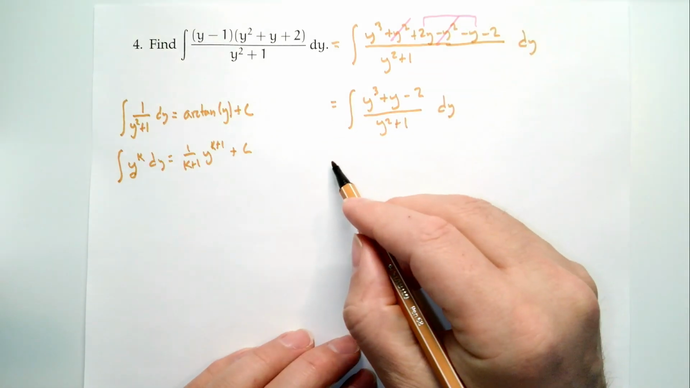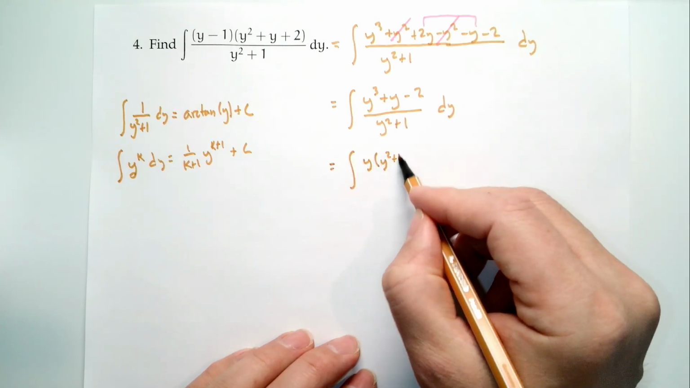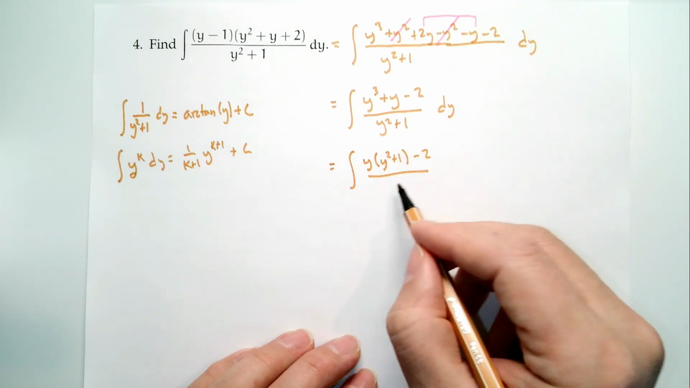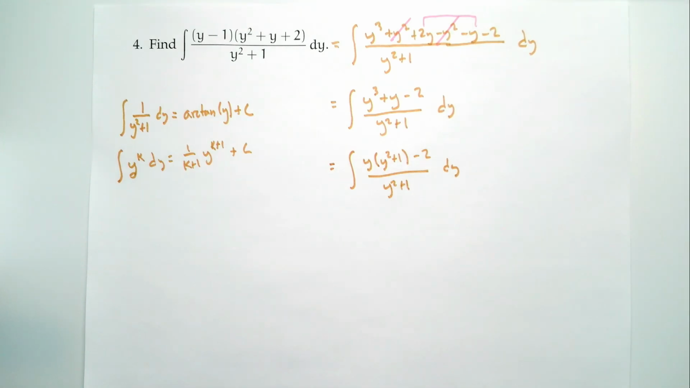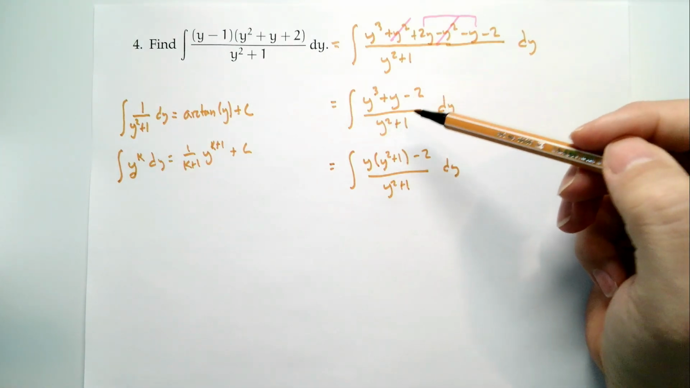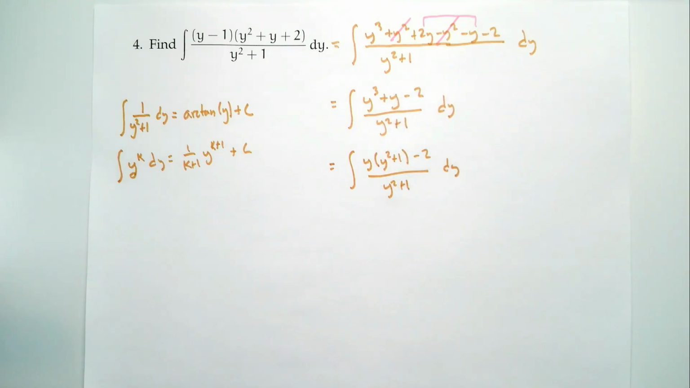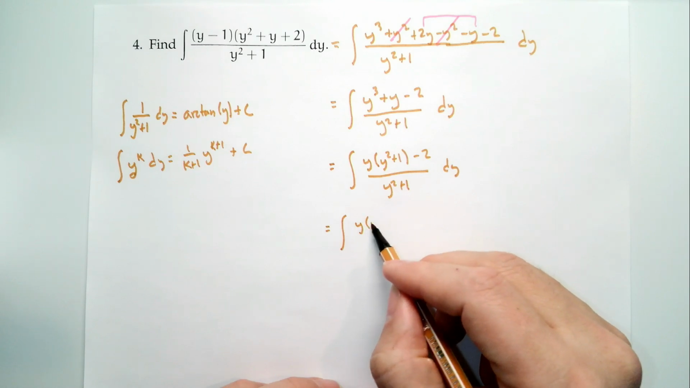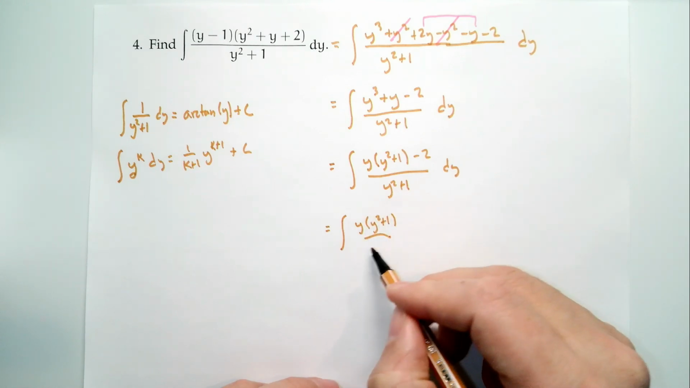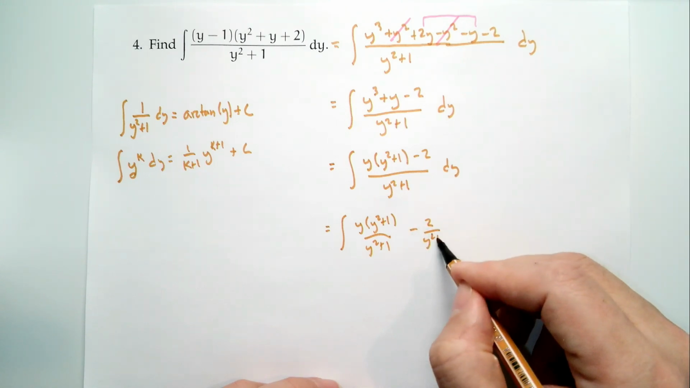And that's actually really good for us. So what we have is y times y squared plus 1 minus 2 over y squared plus 1. In general, one of the things you can think about when you're doing this is, I have a y squared plus 1 downstairs. I want to make things that look like y squared plus 1 upstairs, because that can give me cancellation. So we now think this has two terms, y times y squared plus 1 over y squared plus 1, and then minus 2 over y squared plus 1.